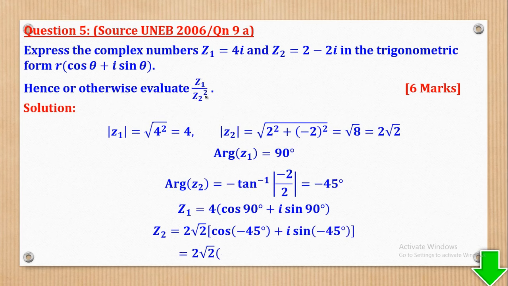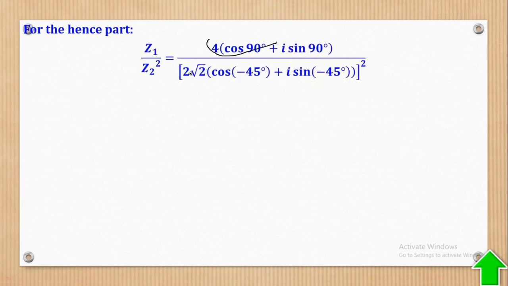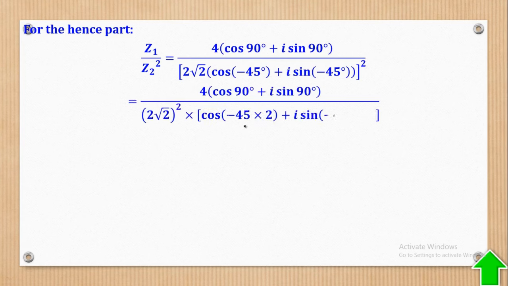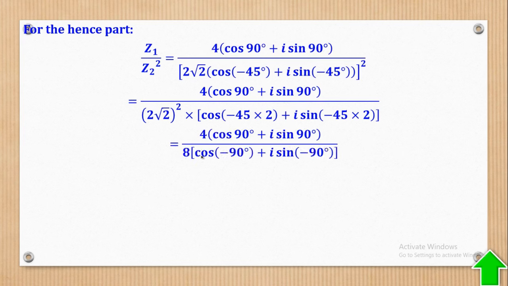But they wanted this division, so let's do that in the next slide. So for the hence part, because cos of a negative angle is the same as cos of a positive angle and sine of a negative angle is negative sine of a positive angle, that's why here it was plus and here it is minus. Then for the hence part, we shall say that z1 over z2 squared is the same as this over this squared. So this squared means that the modulus will be squared, but the argument will be multiplied by 2. Simplifying gives you that.